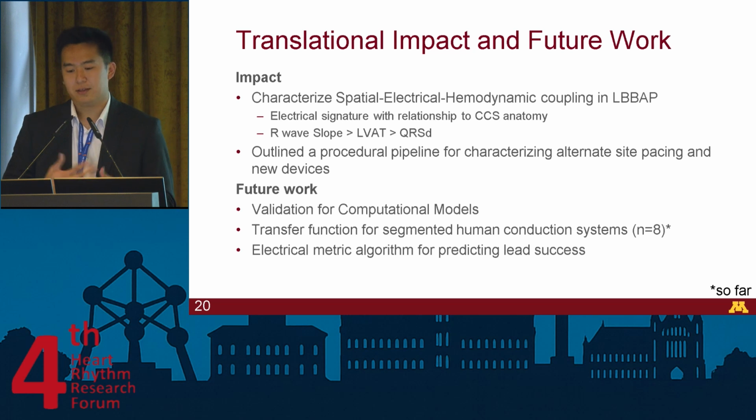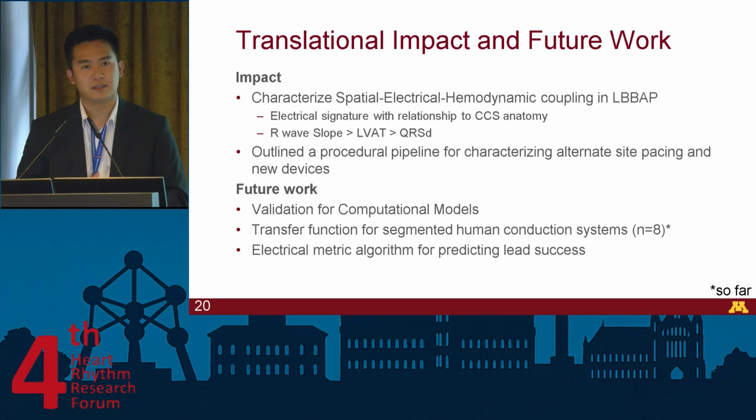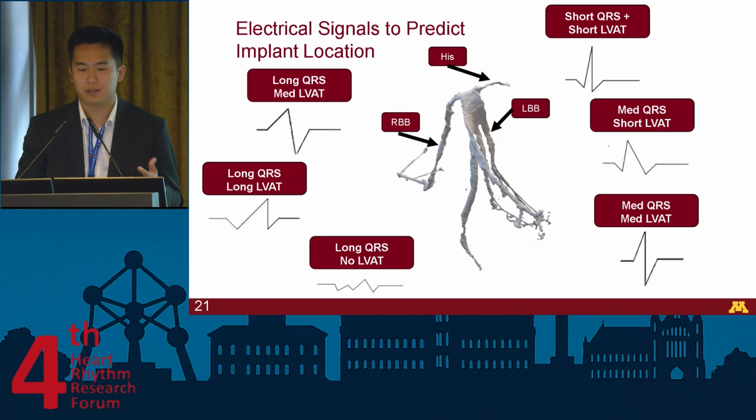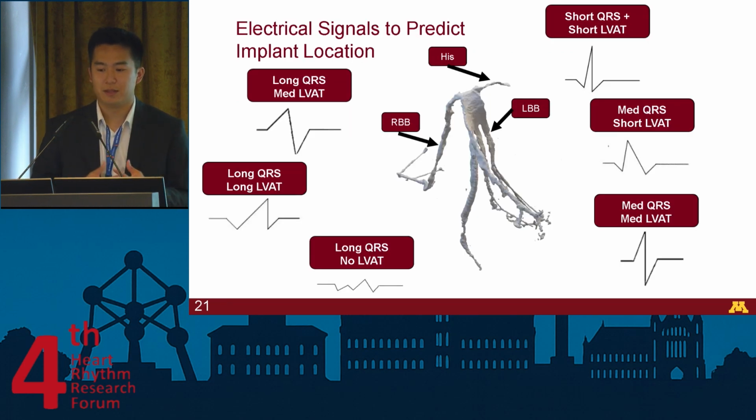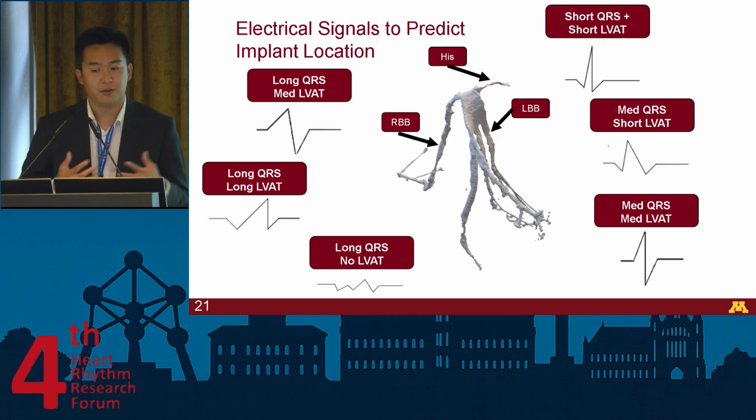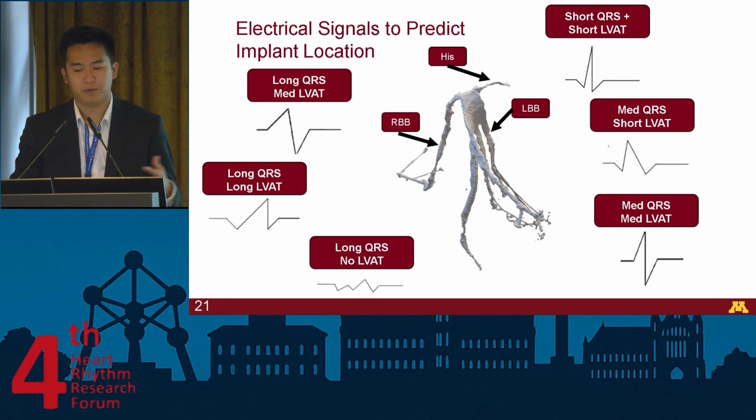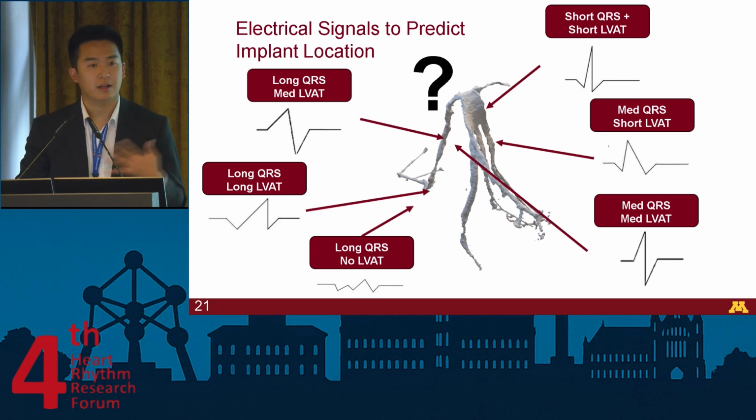And then finally, working on an electrical metric algorithm for predicting lead success. So what are the thumbs up parameters that we can use, or what are the electrical signals to help us predict the implant location? So all these different ways that the QRS can present, we need to look at these a little bit deeper to see if we can use them to predict where we are within the native conduction system.